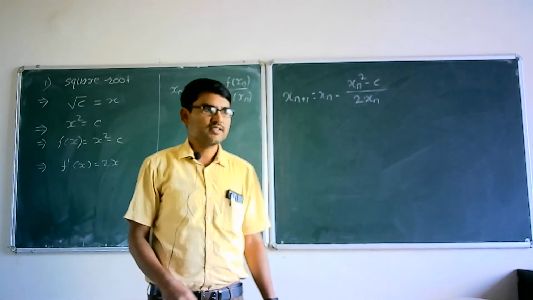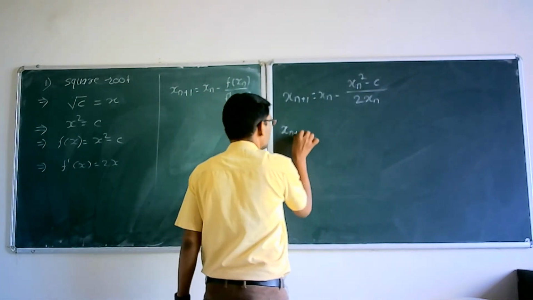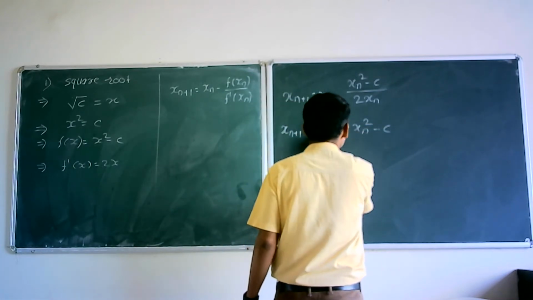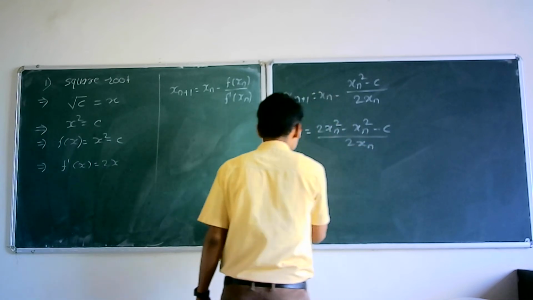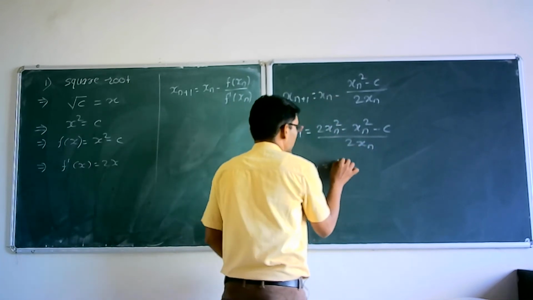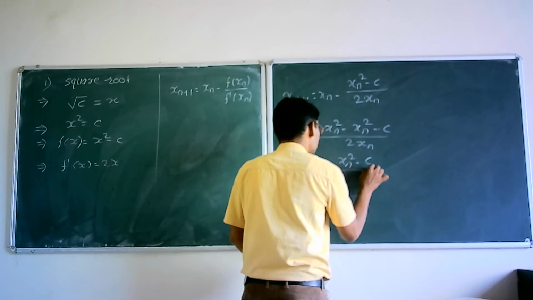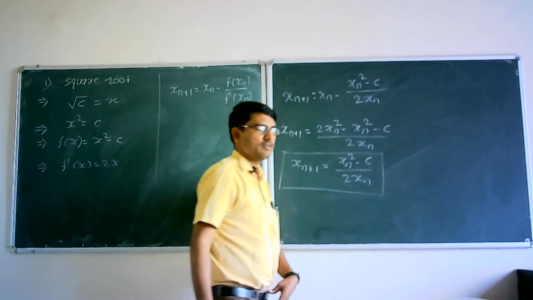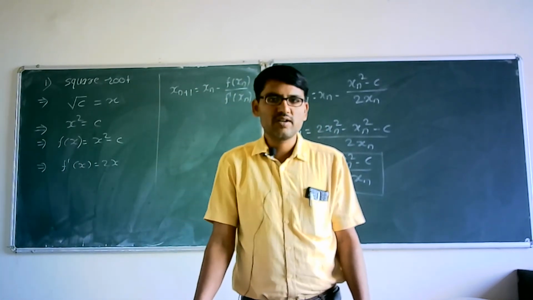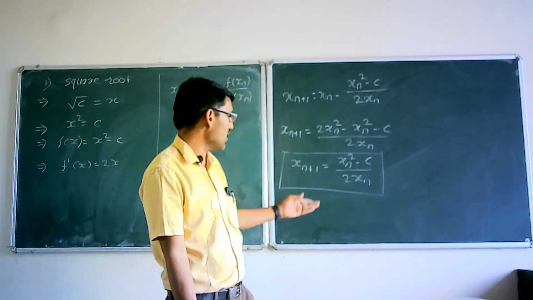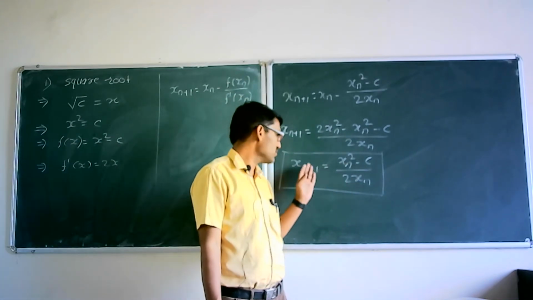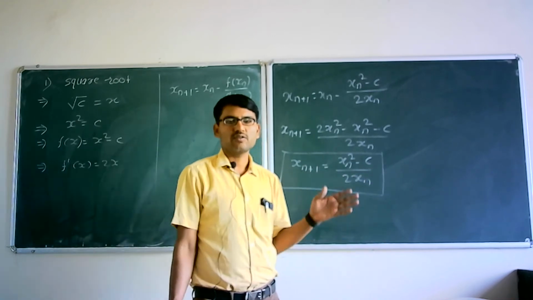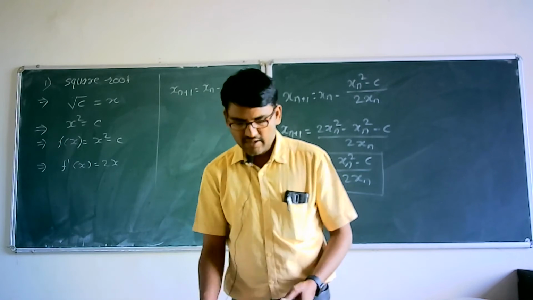So if you simplify this, you will get xn plus 1 is equal to twice xn square minus xn square minus c divided by twice xn. So xn plus 1 is equal to xn square plus c divided by twice xn. So this is the formula to find the square root of any given number c by using Newton-Raphson formula. Just assume an initial root, and by using this formula you can find successive roots x1, x2, x3 up to your correct root up to desired accuracy. Okay.